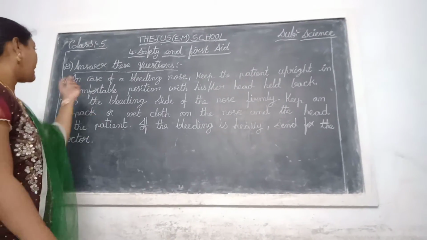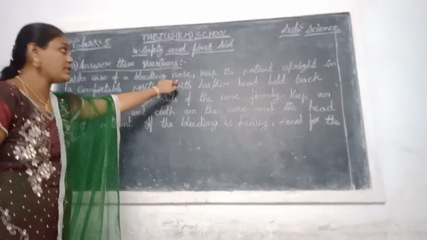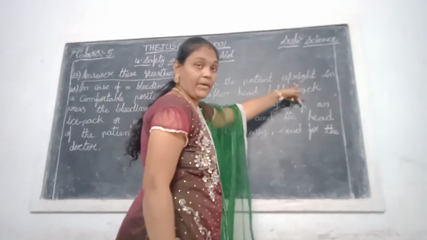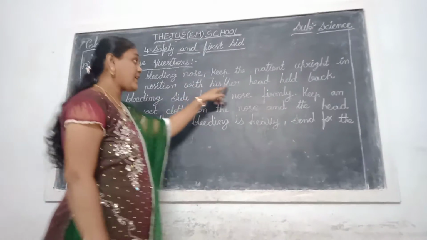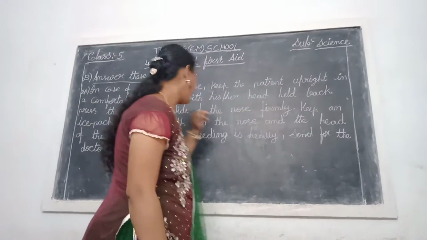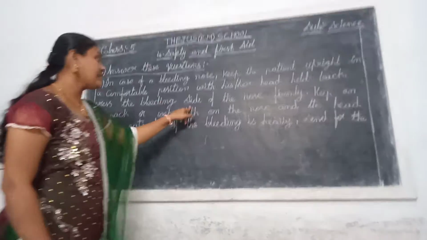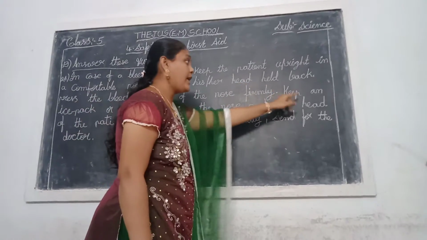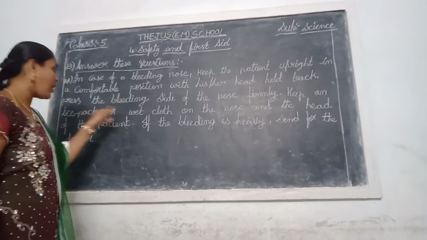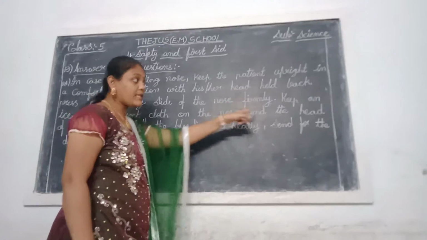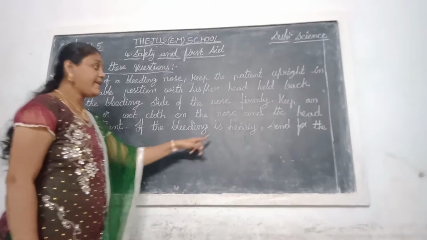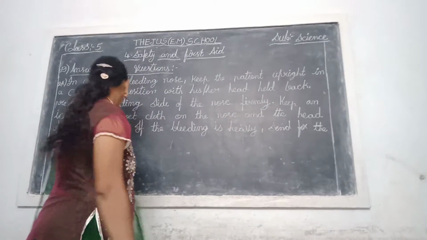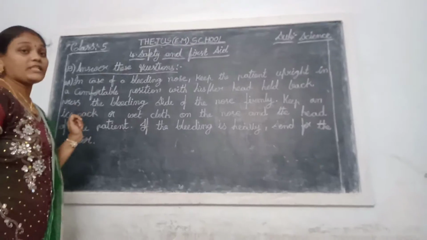In case of a bleeding nose, keep the patient upright in a comfortable position with his or her head held back. Press the bleeding side of the nose firmly. Keep an ice pack or wet cloth on the nose and the head of the patient. If the bleeding is heavy, send for the doctor. Okay, children, say the oral.